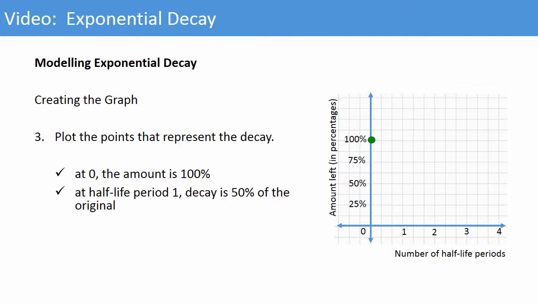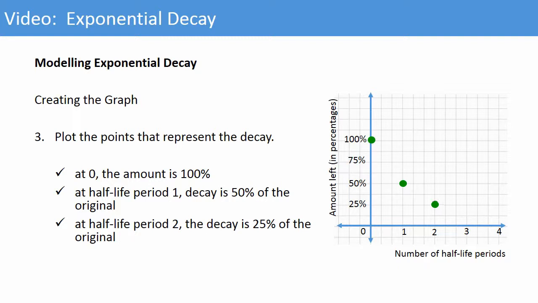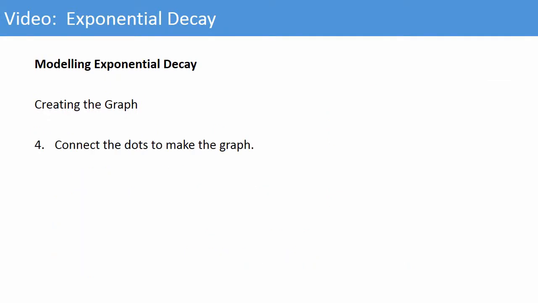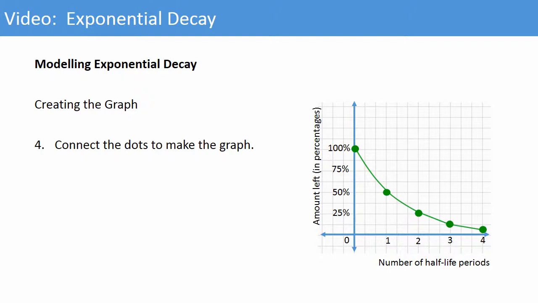At half-life period 1, the decay is 50% of the original, so at 1, at 50, plot a point. At half-life period 2, the decay is 25% of the original, plot this point. At half-life period 3, the decay is 12.5% of the original. And now you want to connect the dots to make the graph and add the chart title.